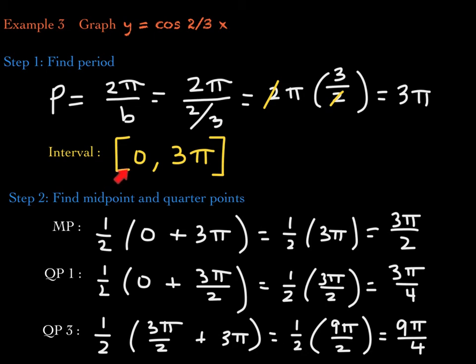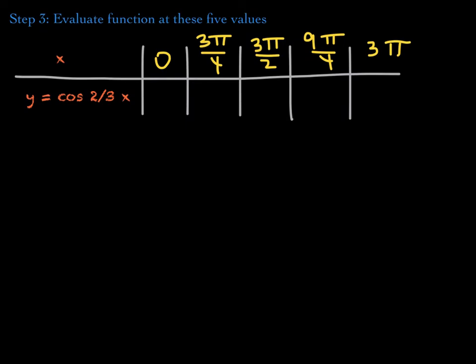All right, we have our left endpoint. I'll try to go in order here. Left endpoint, our first quarter point, our midpoint, our third quarter point, and our right endpoint. These are the 5 points that you're going to plug into your function in step 3. All right, here we go. Step 3, let's evaluate our function, cosine of 2/3 x, at each one of these values. It's kind of easy to plug in 0 here. When you let x be 0, 2/3 times 0 is just 0. And cosine of 0 is 1.